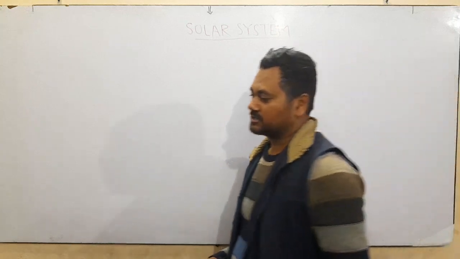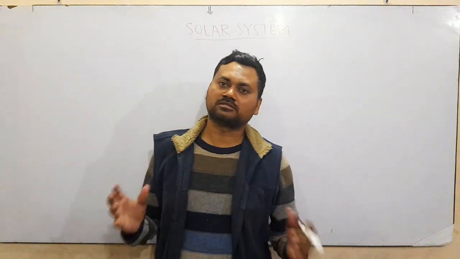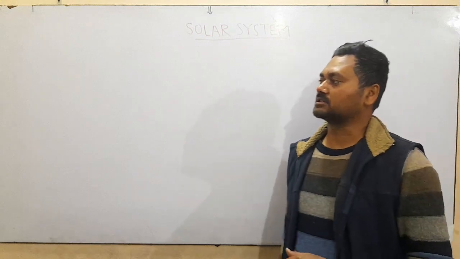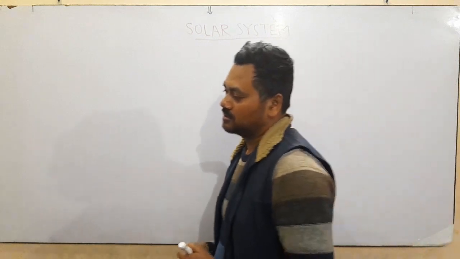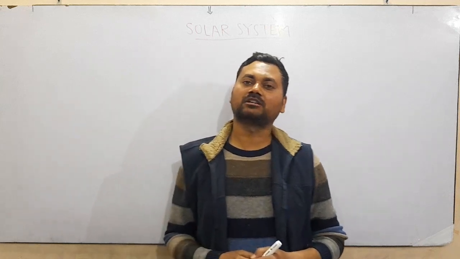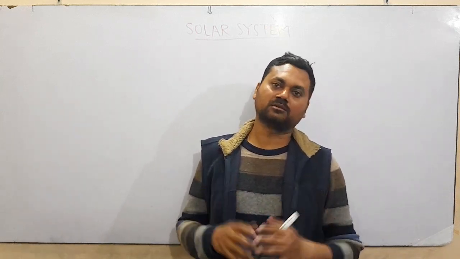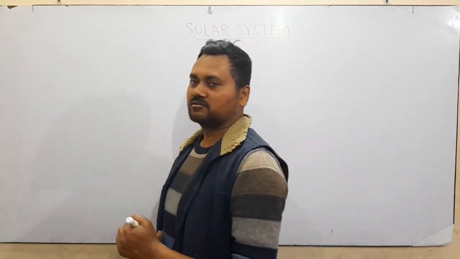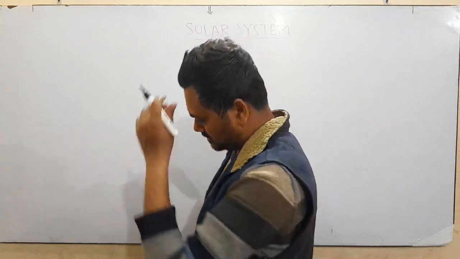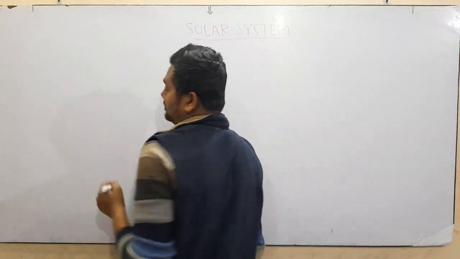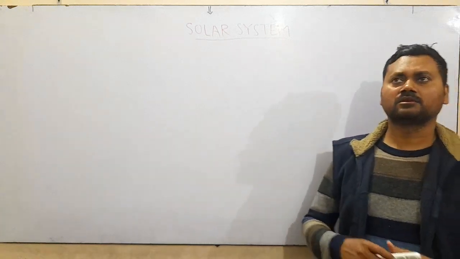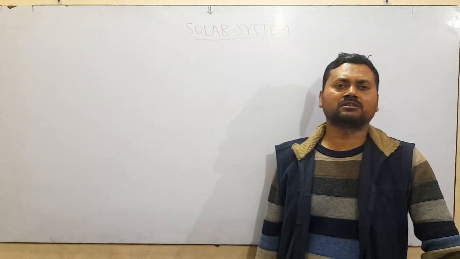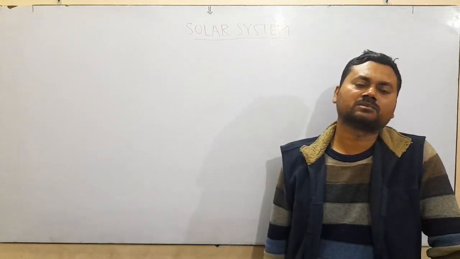Yesterday we started our lecture by discussing the structure of the sun, and I told you that the sun is the head of the solar system, which represents 99.99% of the total mass of this system. All the planets revolve around the sun, and when you look towards the sky, you will see millions of stars.